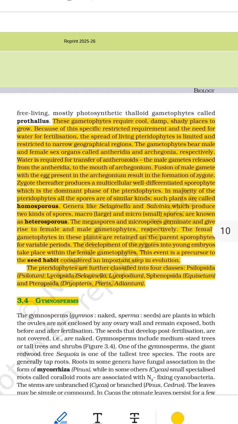Sure. Here's a great, deeply detailed, and very simple summary of the entire explanation on pteridophytes, written in easy words like teaching a beginner or child. Pteridophytes. Easy and deep summary.